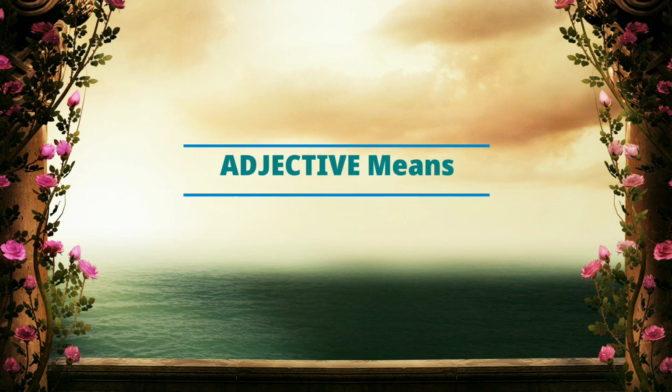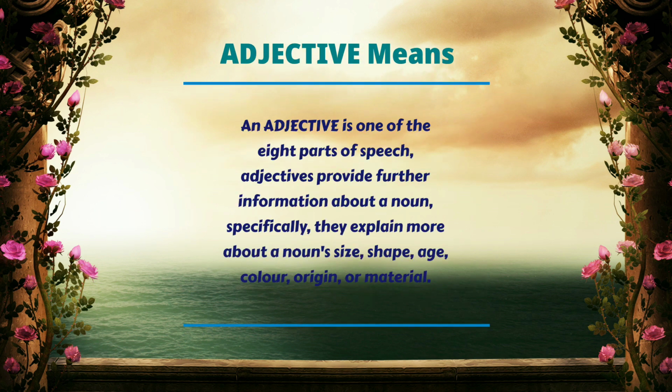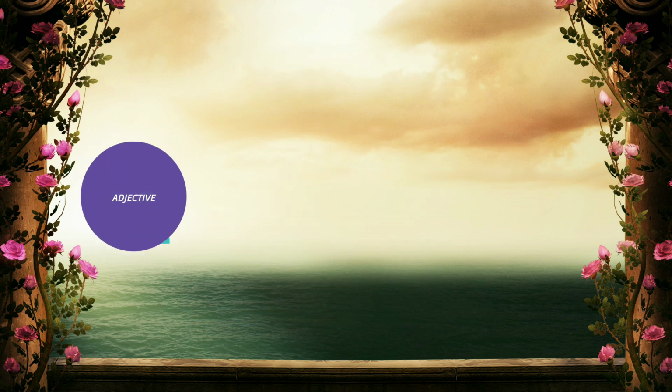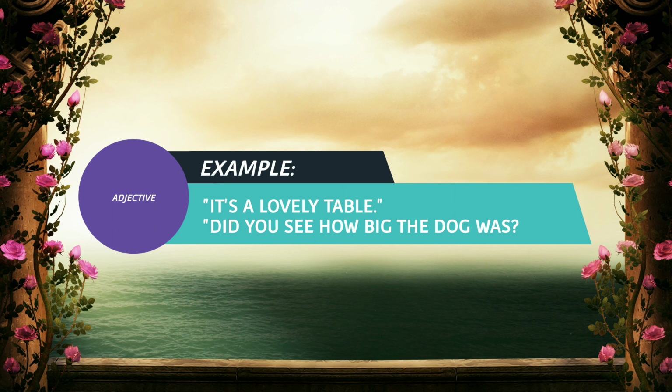An adjective is one of the 8 parts of speech. Adjectives provide further information about a noun. Specifically, they explain more about a noun's size, shape, age, color, origin, or material. Example: it's a lovely table. Did you see how big that dog was?